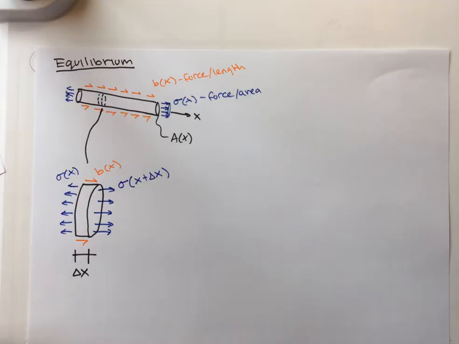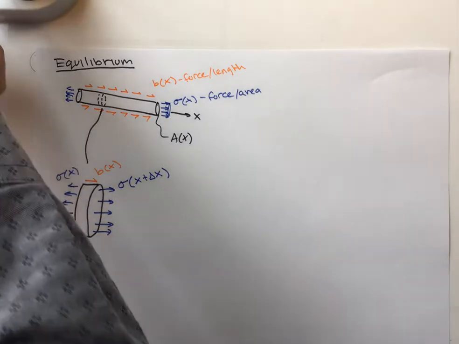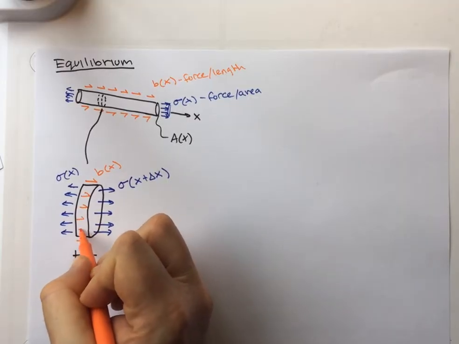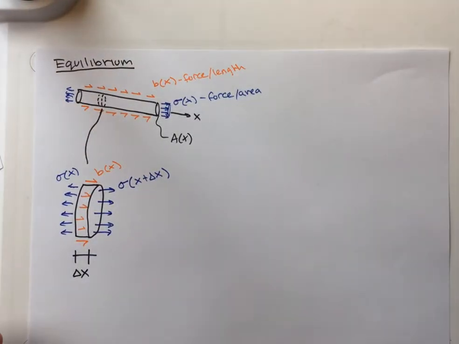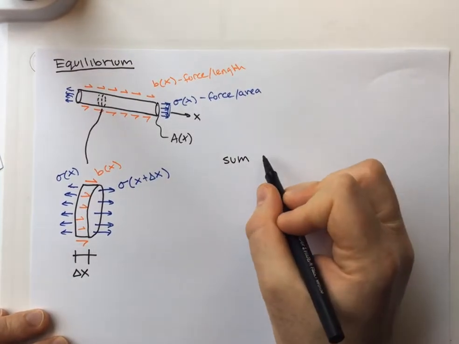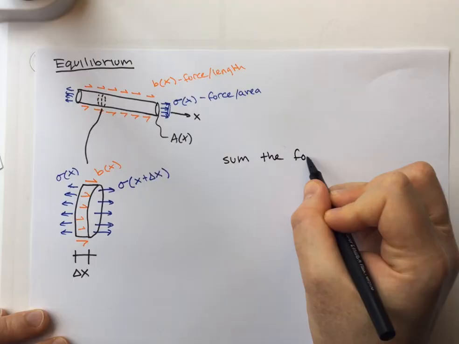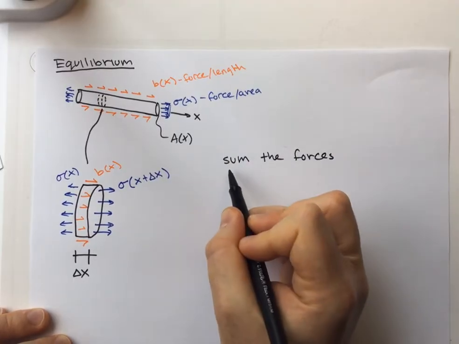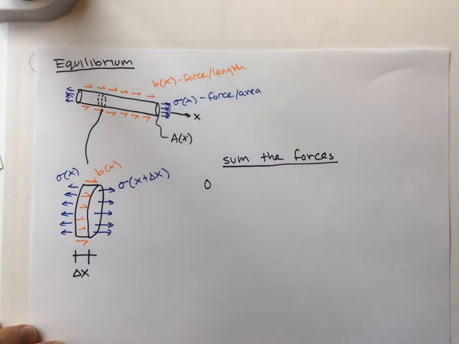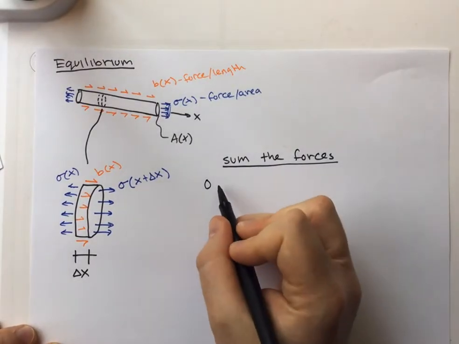And all we need to do to come up with our equilibrium equations here is to figure out what's going on with our little slice here. So maybe I'll add a couple more arrows here so it's clear that this is a force per length. Goes all along the section. And so we know how to do equilibrium. We sum the forces, right? So we know that they should sum to 0 because we're in a static equilibrium.